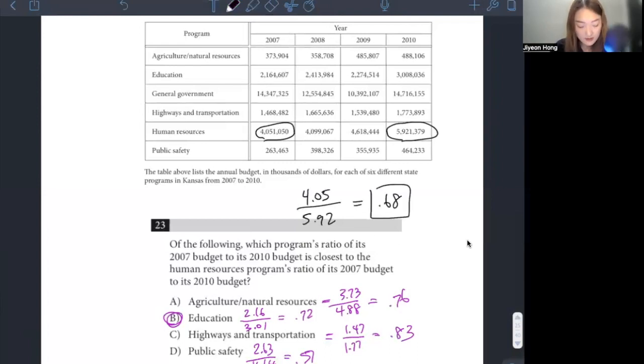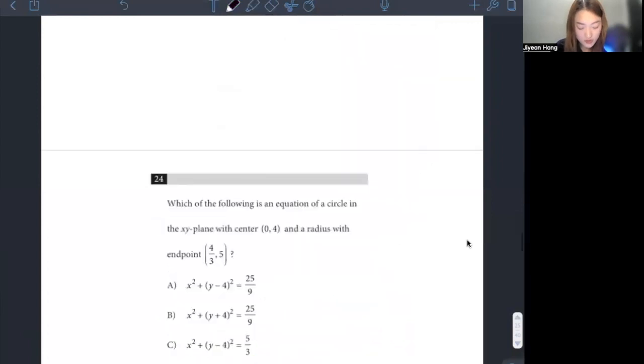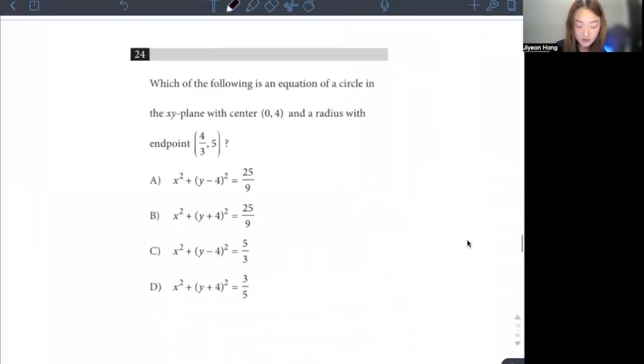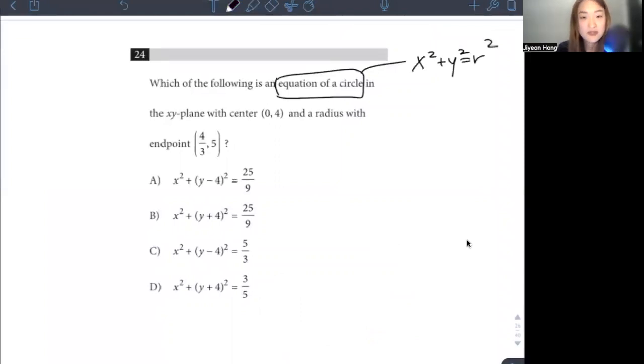All right, number 24. Which of the following is an equation of a circle in the xy plane with center (0, 4) and a radius with endpoint (4/3, 5)? So first things first, you should know the equation of a circle: x squared plus y squared equals r squared. But the second important equation that you need to memorize for circles especially is the distance formula.